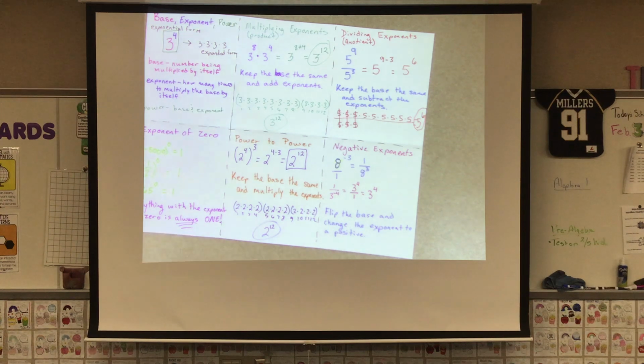Otherwise, we're going to keep them where they are until the end, because sometimes when you subtract with negative values when dividing with exponents, you end up getting a positive anyway, so you don't end up having to flip.